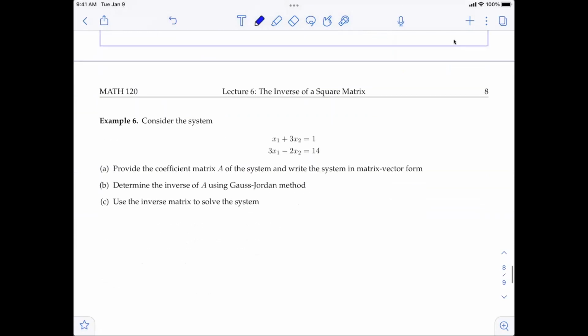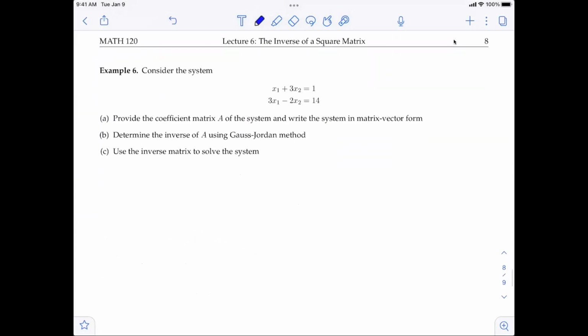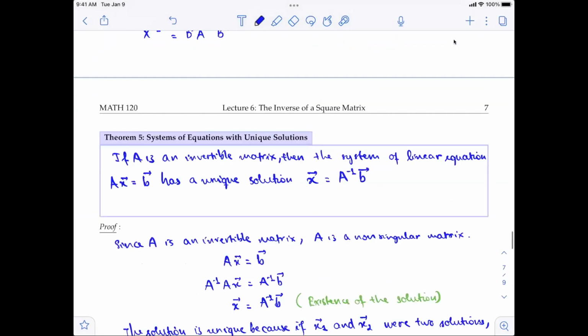All right, so moving on to the last two examples. In this example, what we're going to do is solve for the solution of the system using this particular theorem, that if A is an invertible matrix, then the system has a unique solution.